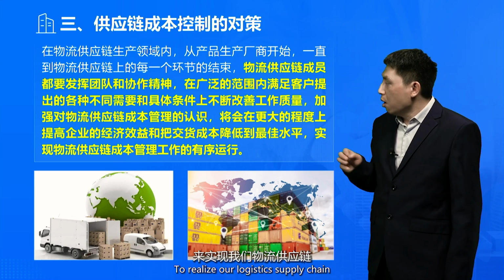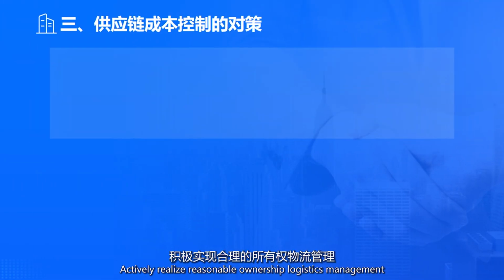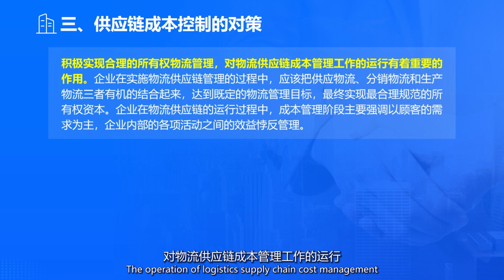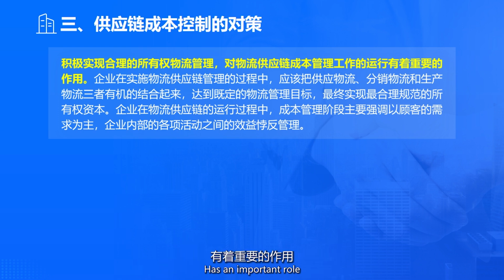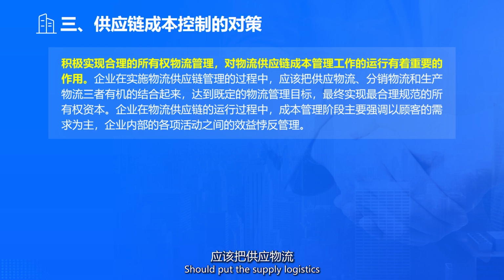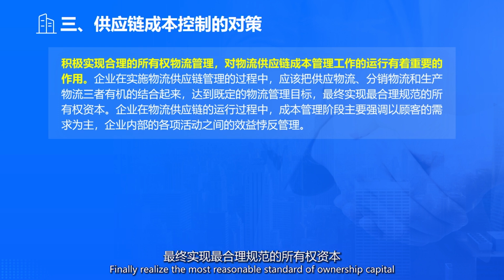To realize the orderly operation of our logistics supply chain cost management, actively realize reasonable ownership logistics management. The operation of logistics supply chain cost management has an important role. It is mainly manifested in enterprises in the implementation of logistics supply management process. They should organically combine the supply logistics, distribution logistics, and production logistics, the three, and achieve the established logistics management objectives. Finally, realize the most reasonable standard of ownership capital.